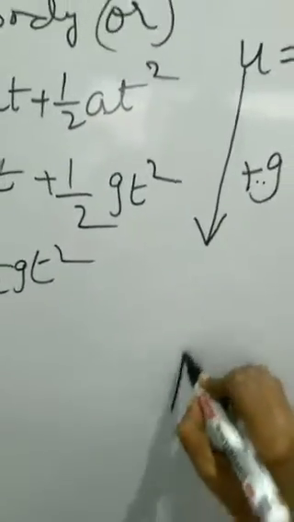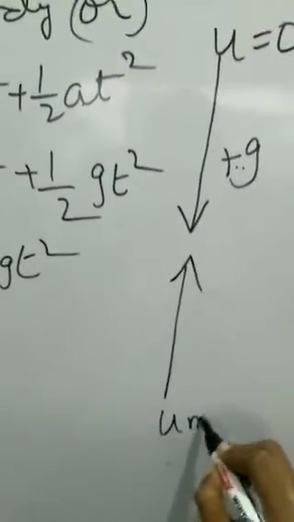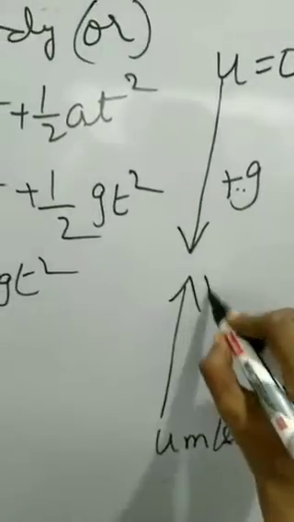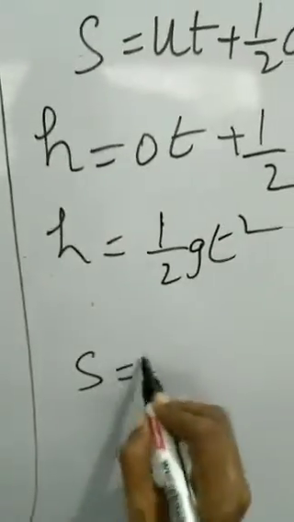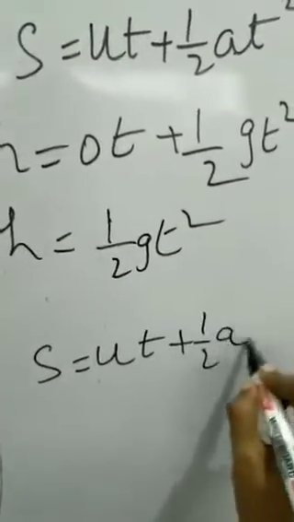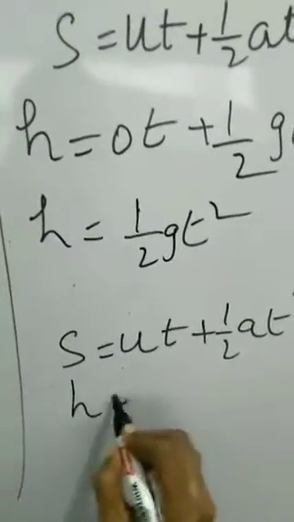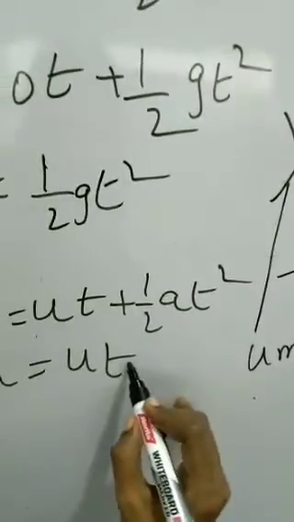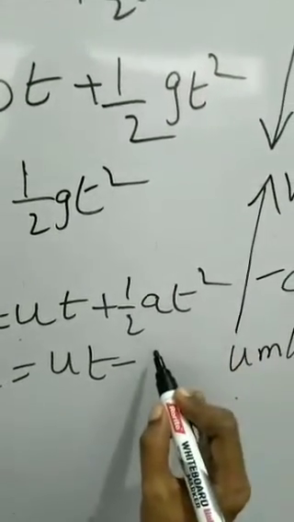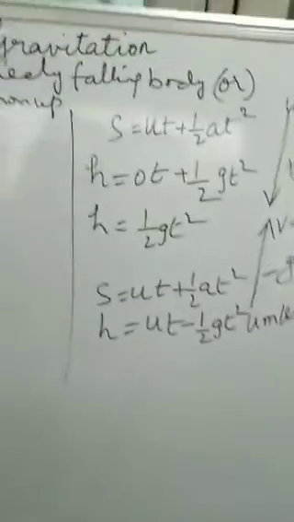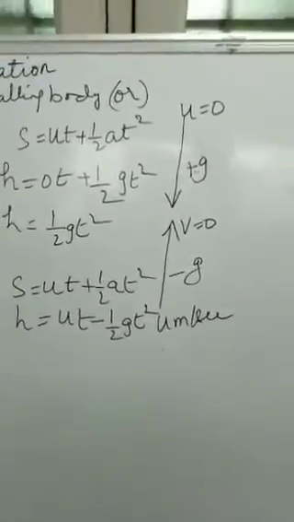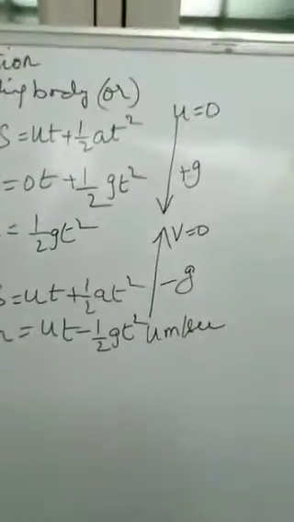For the same body, if it is thrown up with some initial velocity u meters per second, after reaching a certain height you will have v equal to 0 and acceleration is minus g. In the same equation, ut plus half at square, s is h, but g is minus. So a you will take as minus g, so minus half gt square. This is the second equation of motion for a freely falling body as well as when a body is thrown up.